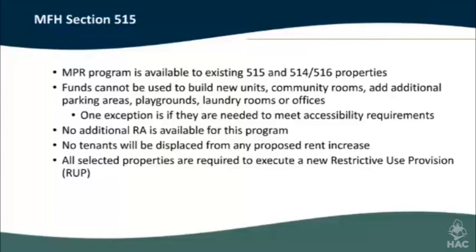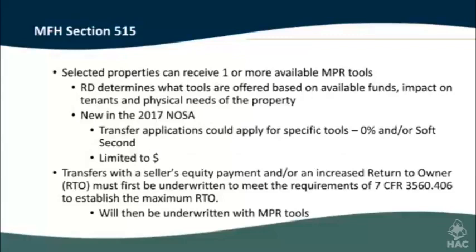Any property that is selected to participate in this program must execute a new 30-year restricted use provision anytime there's new third-party debt added. That means that the borrower and any successors must agree to use the housing for the purpose of housing eligible tenants as provided under Title V of the Housing Act of 1949.